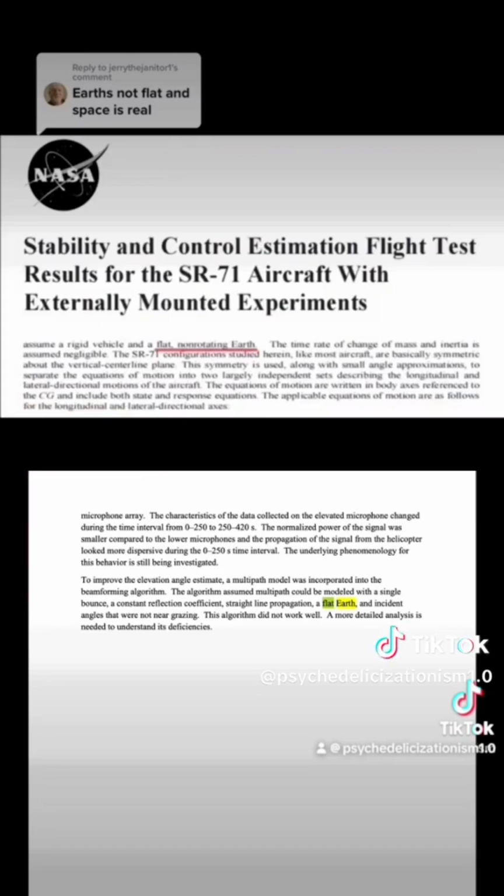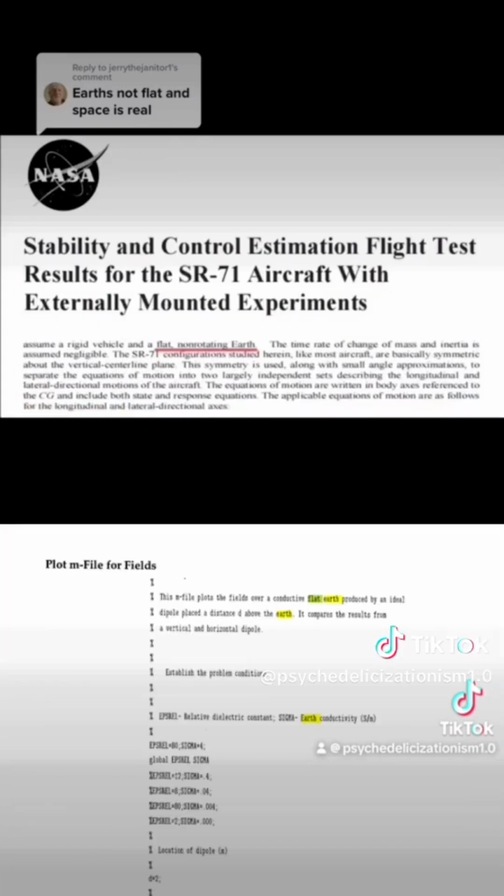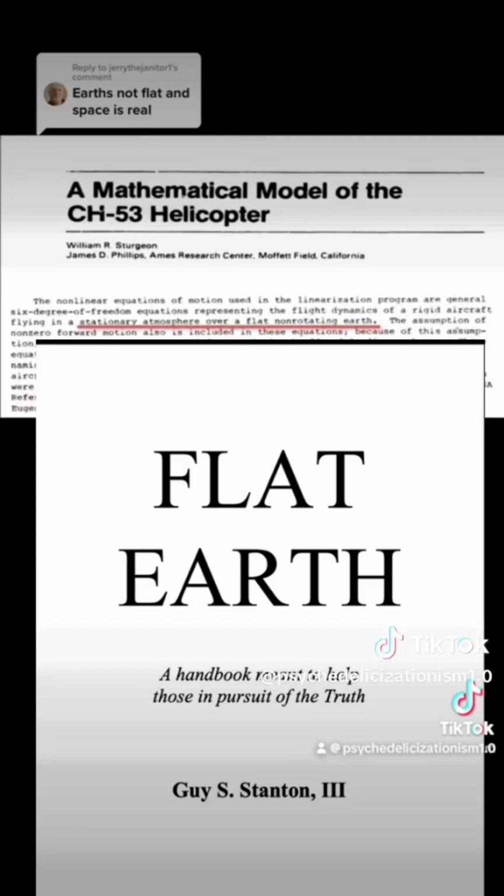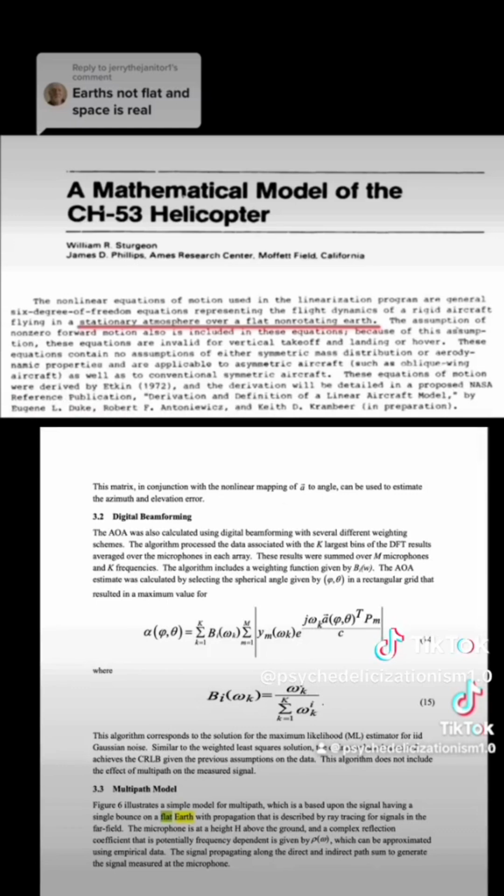NASA document on stability and control estimation flight test results for the SR-71 aircraft assume a rigid vehicle and a flat, non-rotating Earth. Engineering experiment station document from Georgia Institute of Technology. A model frequently used is that of a flat and non-rotating Earth. NASA document on the mathematical model of the CH-53 helicopter. The nonlinear equations of motion used in the linearization program are general 6-degree of freedom equations representing the flight dynamics of a rigid aircraft flying in a stationary atmosphere over a flat and non-rotating Earth.